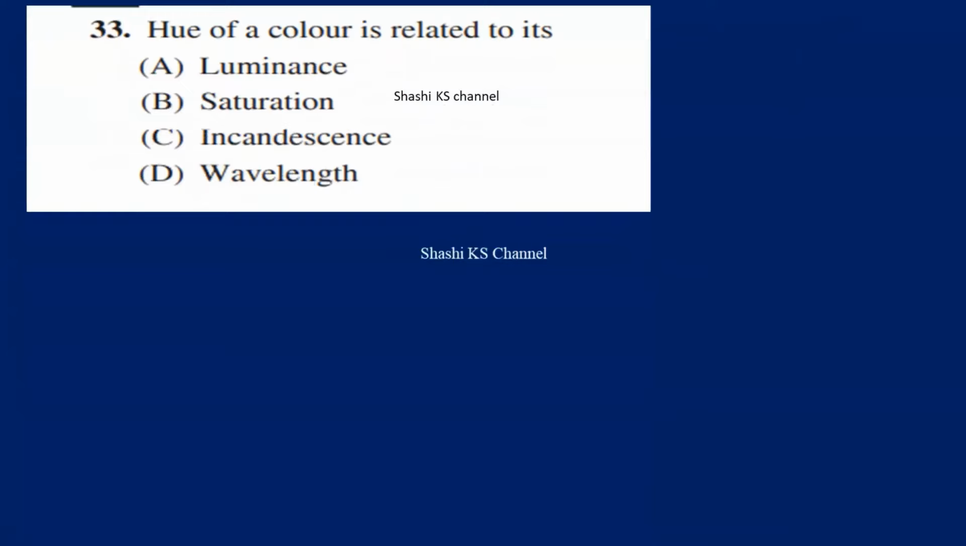The next question is, hue of a color is related to its. Color has different attributes like hue, saturation, and brightness, and hue of a color is related to the wavelength of spectral colors. So the answer to this would be option D, wavelength.